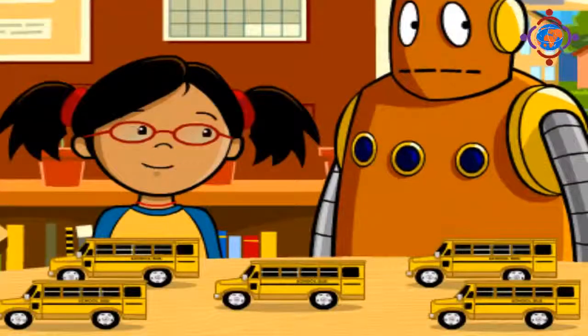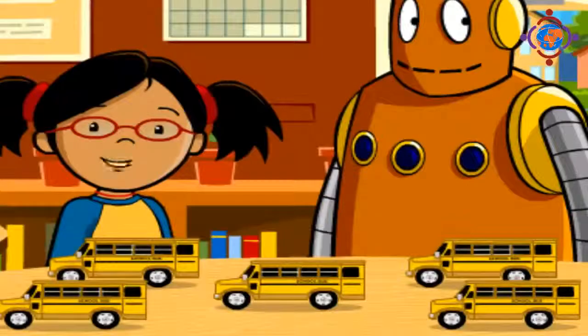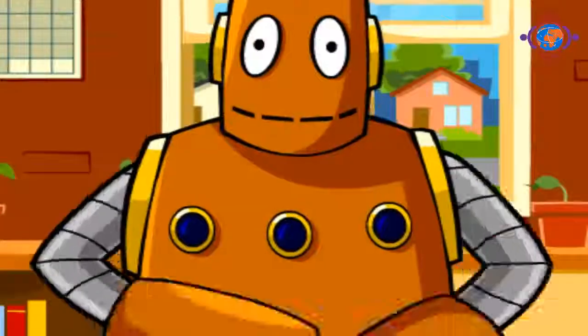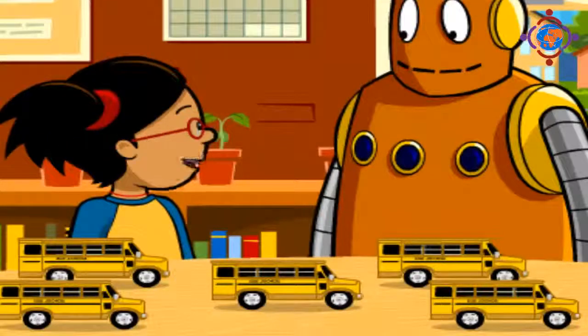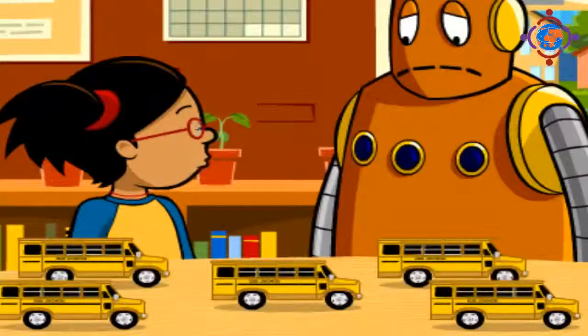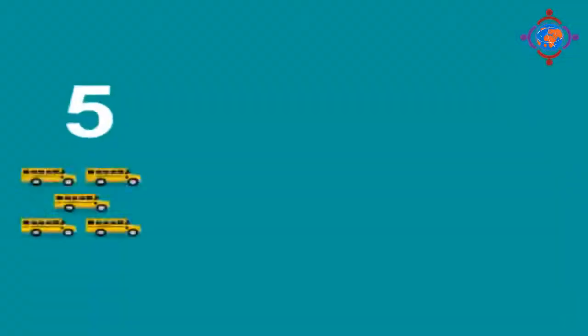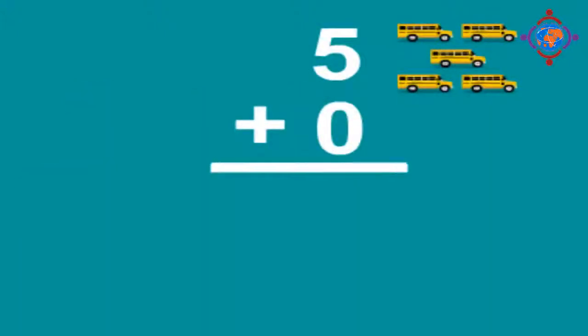Sometimes you add nothing. How do you count on 0? When you add 0, you do not add anything. Here are 5 buses. Do you have more to add? So, you add 0. You still have 5 buses. 5 plus 0 is equal to 5. You can write the number sentence up and down too. You'll still get the same answer.